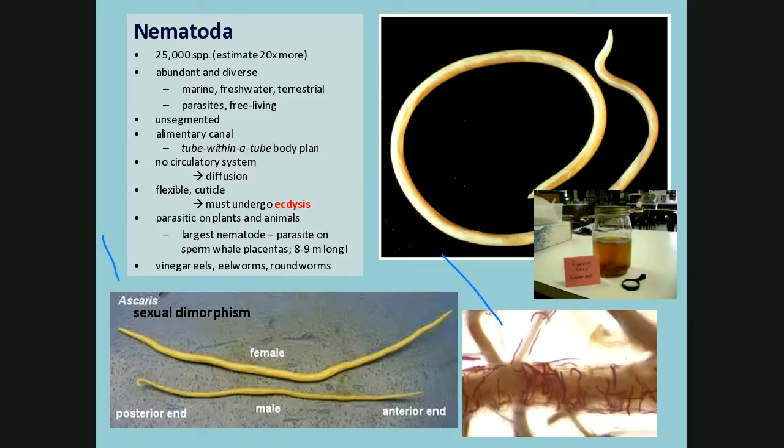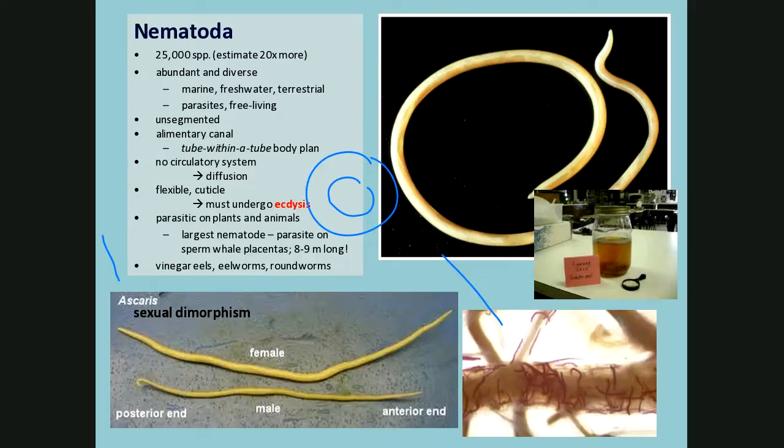If we took a cross-section of one of these, it's really nothing more than a digestive system tube inside of a tube that is the outer body. That digestive system is the alimentary canal. That's what it says there on the slide. No circulatory system, right? So they're going to live by diffusion. They have a flexible but rigid and protective cuticle that they have to get rid of. The cuticle on the outside, they have to get rid of through ecdysis in order for these organisms to grow.